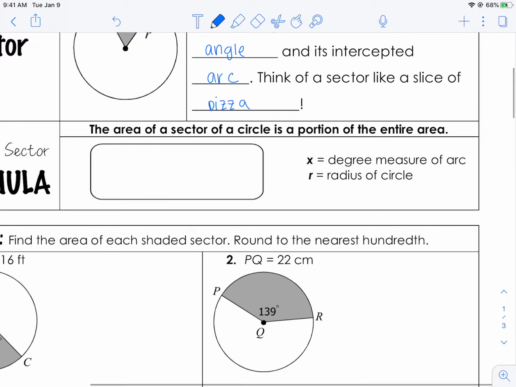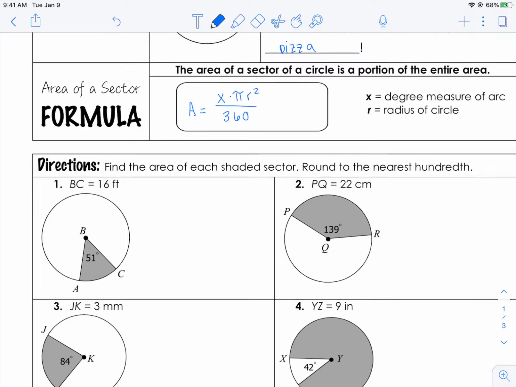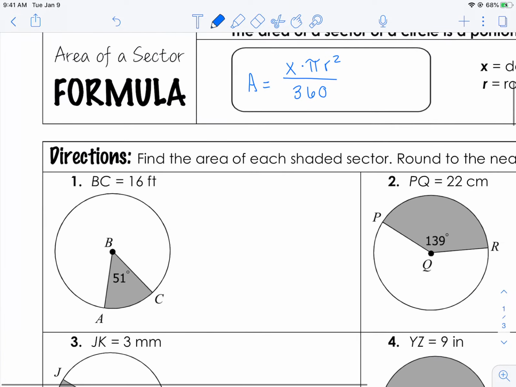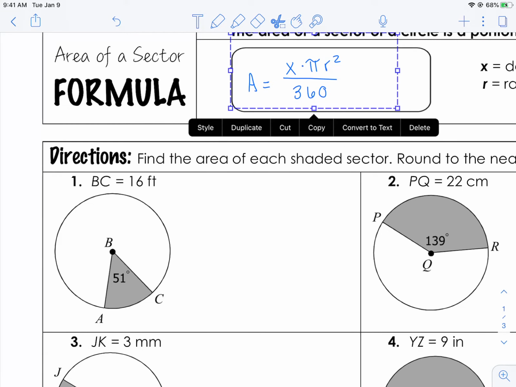All right, it's going to be area is equal to x, which stands for the degree measure of an arc, times pi r squared over 360. Okay. So let's look at a couple examples. Let's look at number one. So I'm going to go ahead and just copy my formula again, just so it's easier for us.